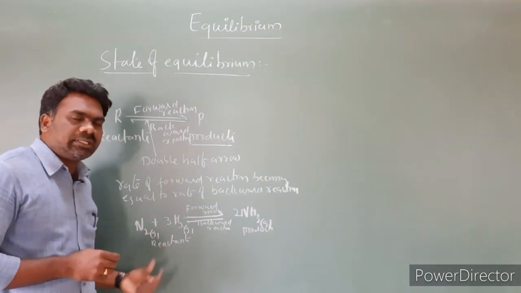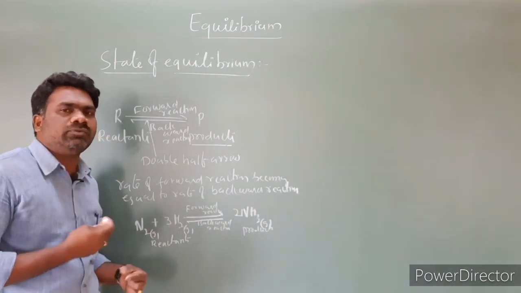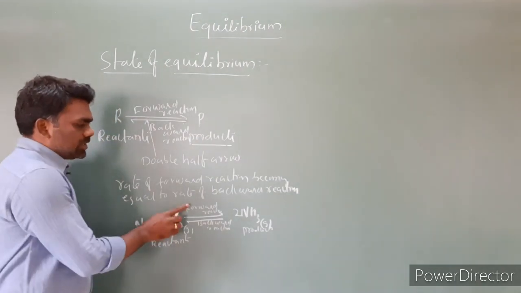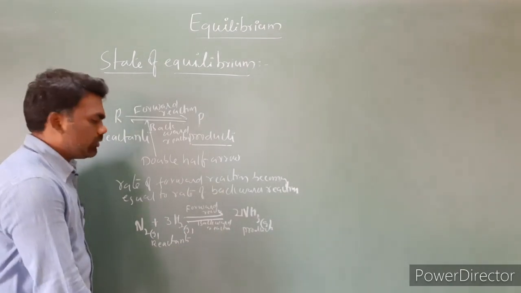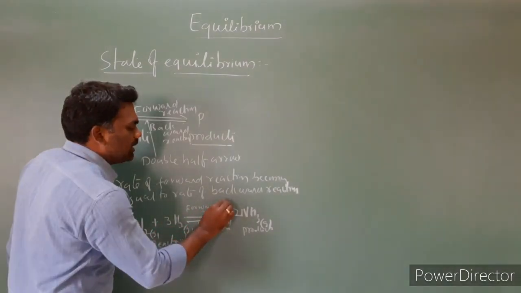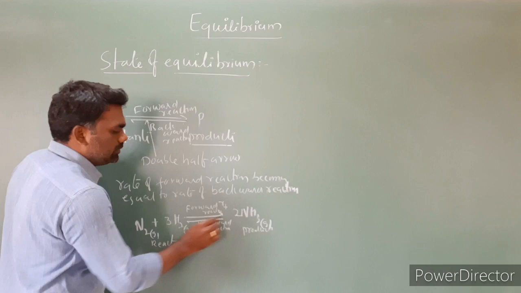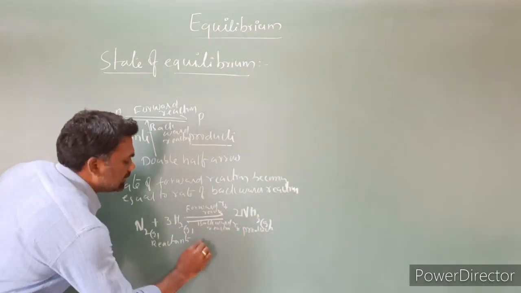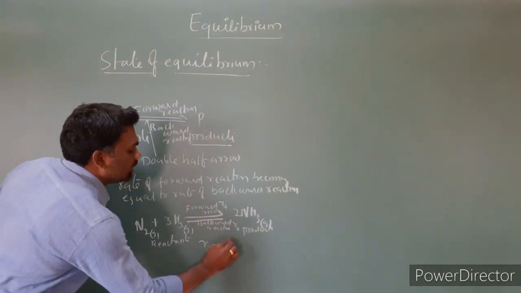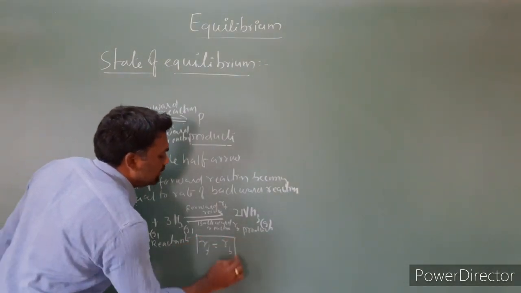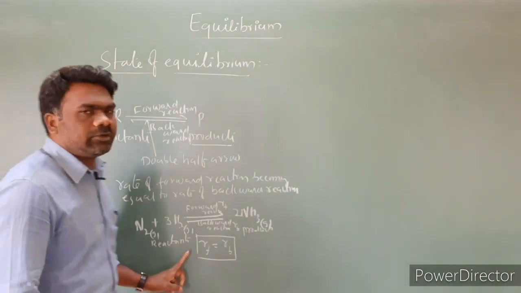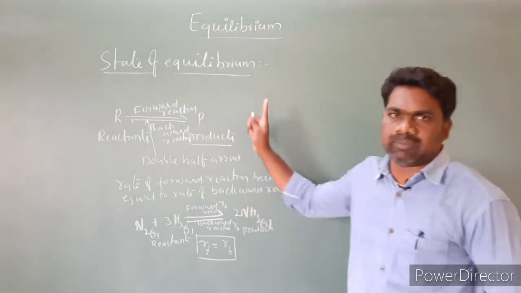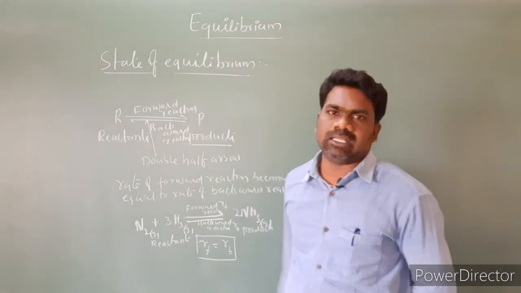A stage at which concentrations of reactants and products do not change with time is known as a state of equilibrium. In other words, a stage at which the rate of forward reaction is equal to the rate of backward reaction. I am labeling the rate of forward reaction as RF and the rate of backward reaction as RB. When RF is equal to RB, we can say that equilibrium exists.